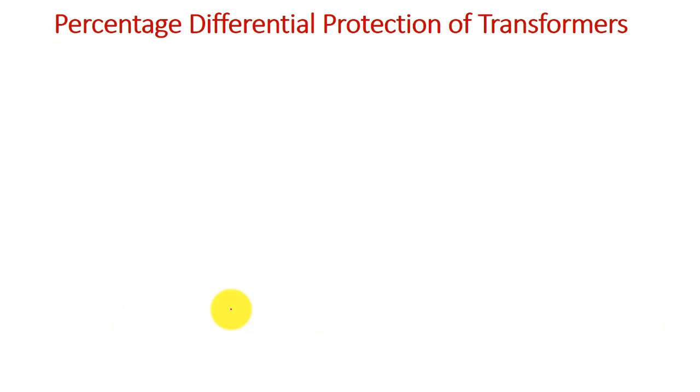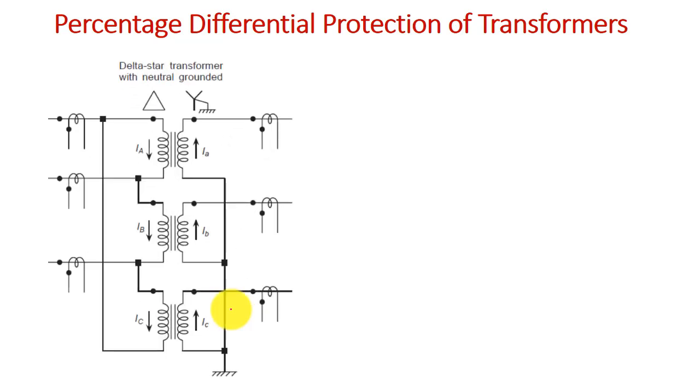Okay, so let us see now the percentage differential protection of transformers. How we can implement a differential protection scheme in a transformer. So here a delta star transformer with neutral grounded is considered. Here the primary side of the transformer is connected in delta fashion, as we can see here, and the secondary side is connected in the star fashion. This is your star point where one side of the transformer winding is connected together and the other side is connected to the load, right.